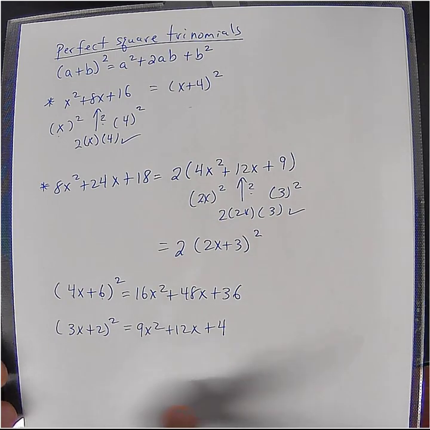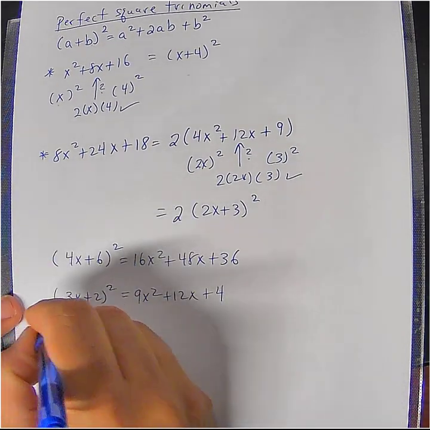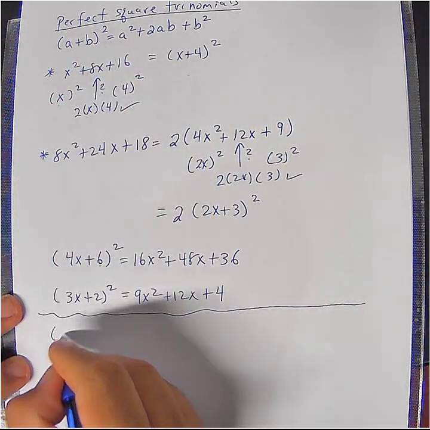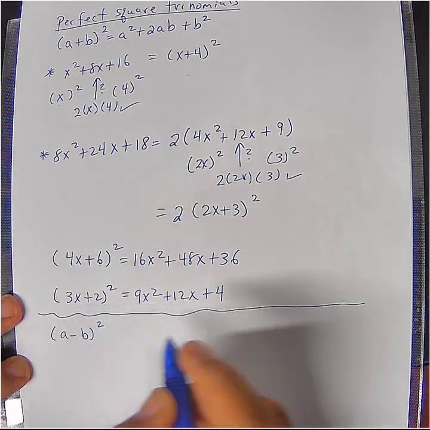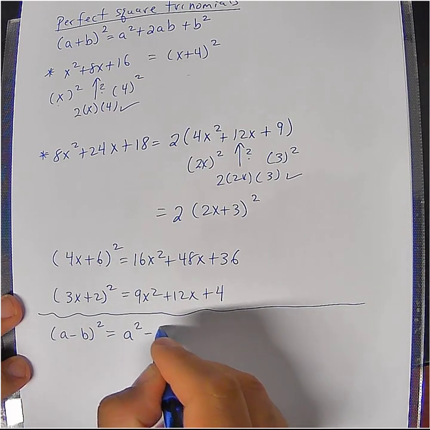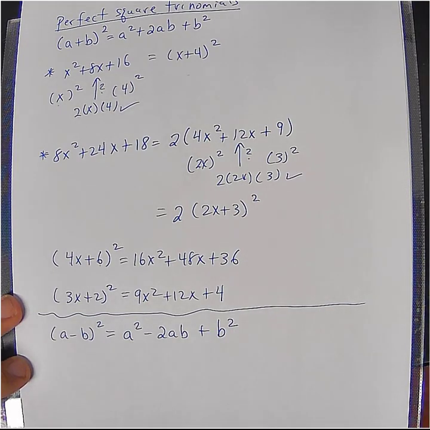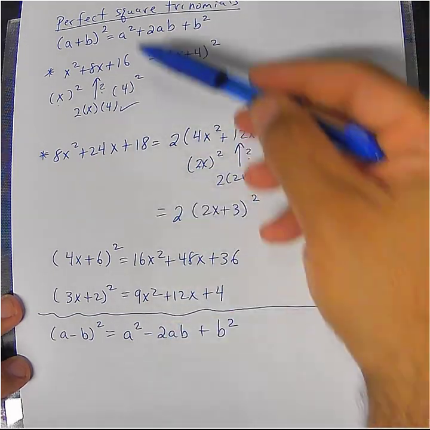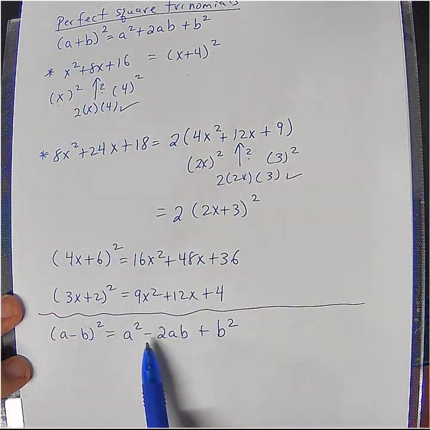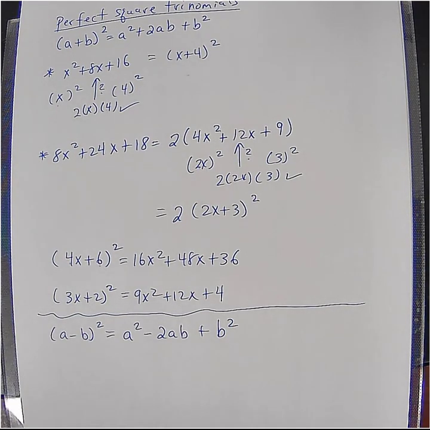The other one that goes with the perfect square trinomial, instead of a plus b, now becomes a minus b squared, and that becomes a squared minus 2ab plus b squared. And if you really look at these two, they're similar. Plus is plus, minus is minus. Nothing is different here. Okay?